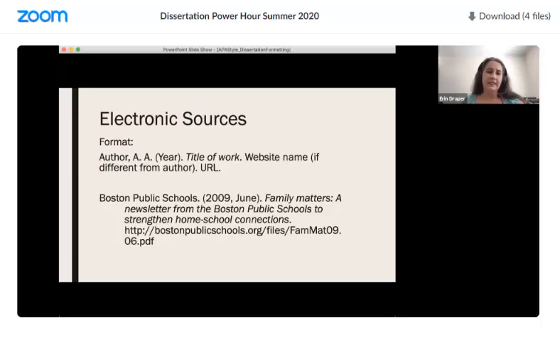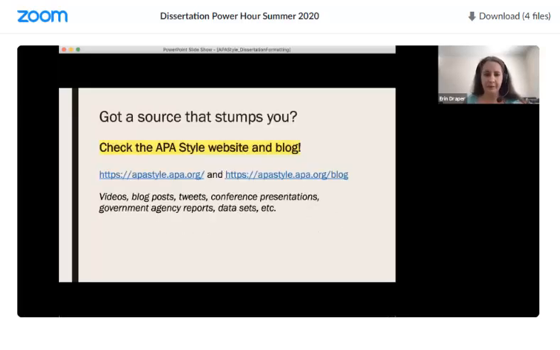Electronic sources look more or less like a book citation. Your author and your year, your title will be italicized. The website name, if it's different from the author, like if you're citing a post by such and such person, but it's on CNN's website, you would put CNN there, and then the URL where you got it from.